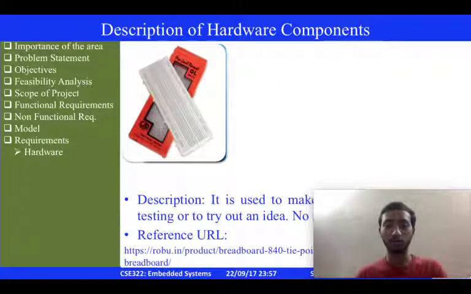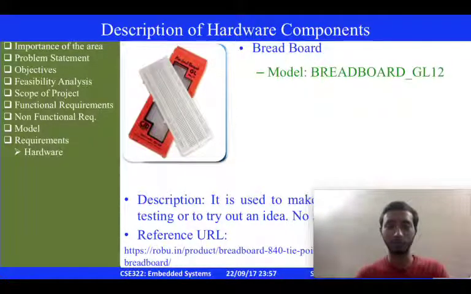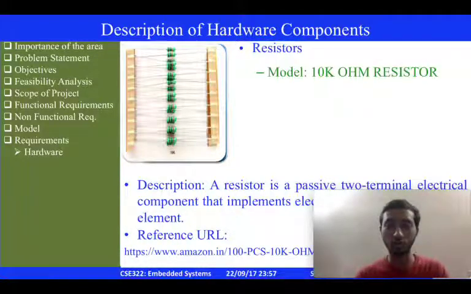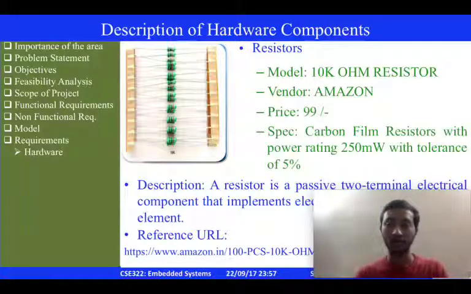Then this is the breadboard. We use it in all the circuits. This is very simple. It's 840 tie points. And then these are resistors, in which we are using a combination of 10k ohm resistors. The vendor is again Amazon. They are carbon film resistors with a power rating of 50 milliwatts.